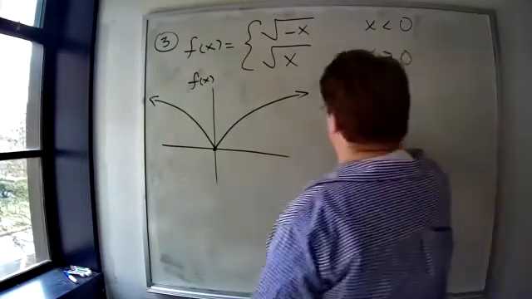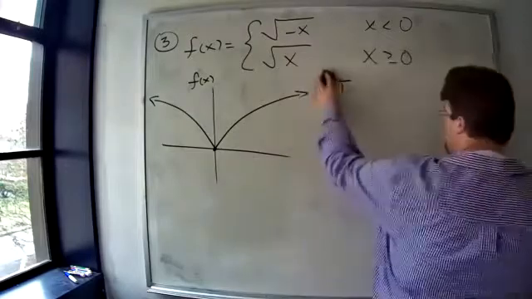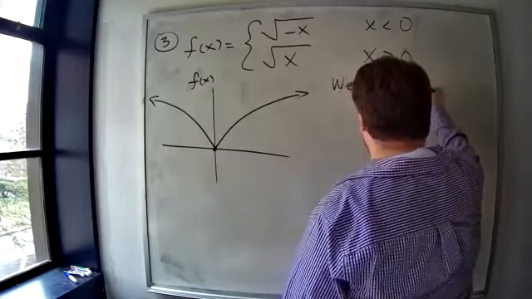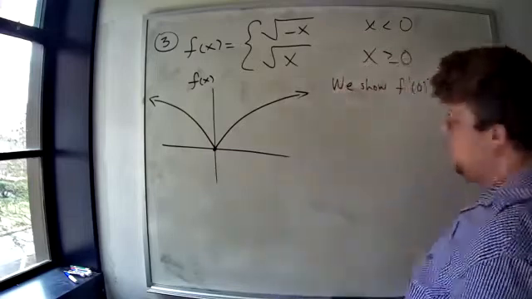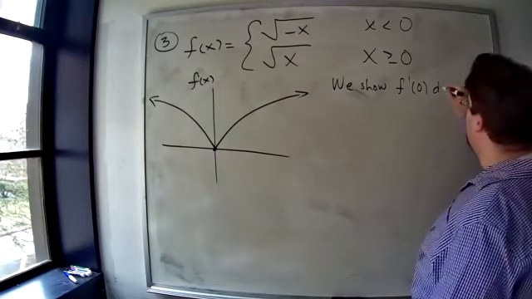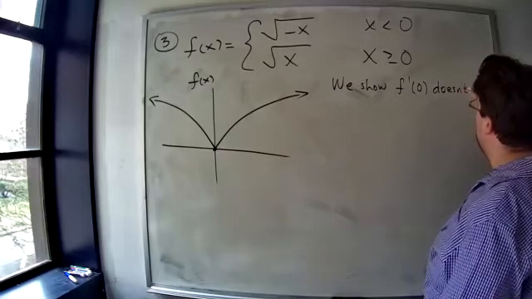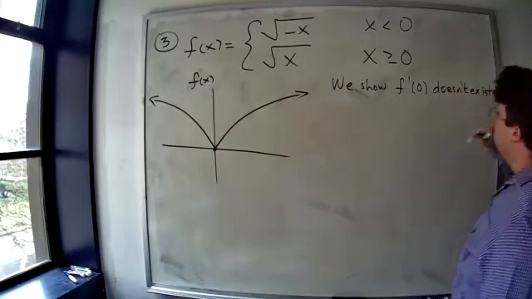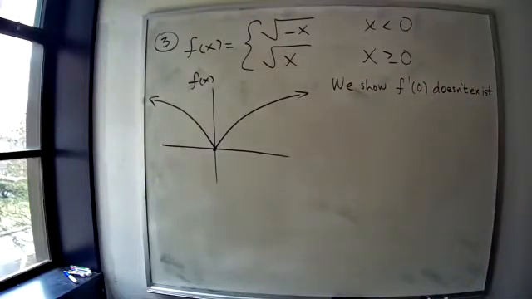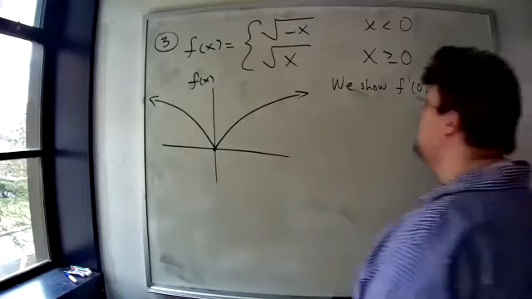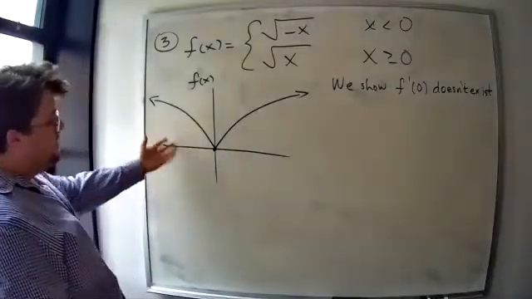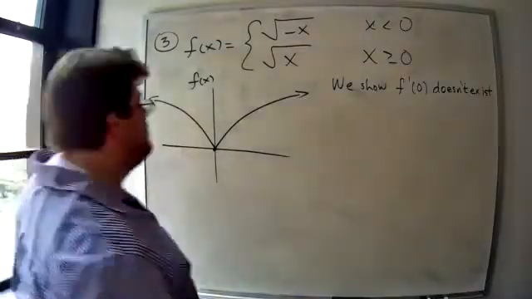So what am I showing? The question says show that the function is not differentiable at x equals 0. So we're going to show f prime of 0 doesn't exist using the definition of the derivative at 0. The definition of the derivative at a point we saw when doing this argument with the absolute value function in lecture.